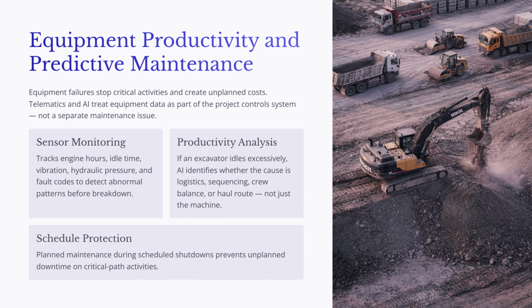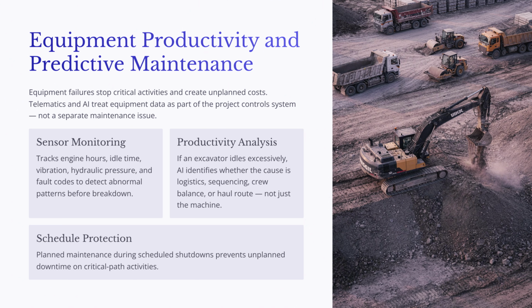Equipment performance is also an important part of project controls. Heavy equipment failures can stop critical activities, delay material movement, increase standby time, and create unplanned repair costs. For that reason, equipment data should not be treated as a separate maintenance issue. It should be part of the project controls information system. Telematics and sensors can track engine hours, idle time, fuel consumption, vibration, hydraulic pressure, temperature, location, and fault codes. AI can analyze these signals to identify abnormal patterns before equipment fails.